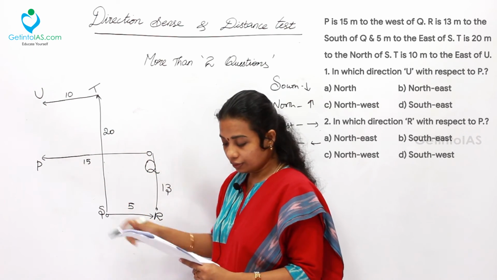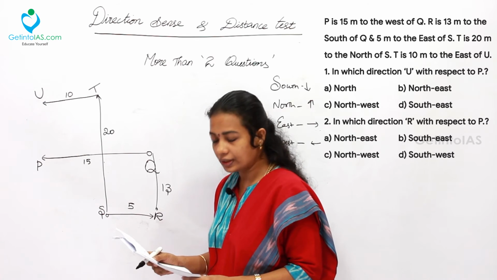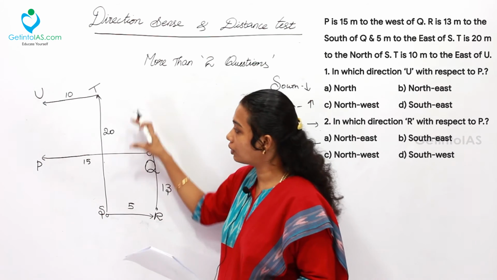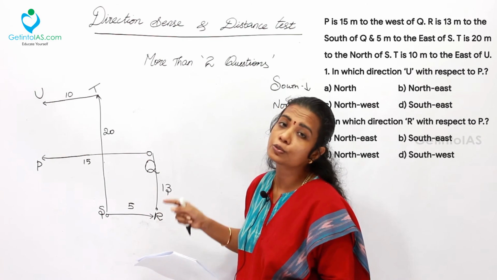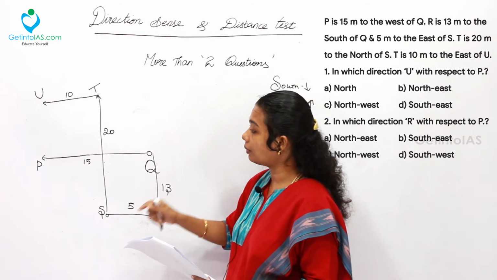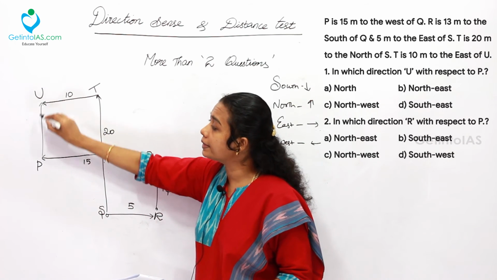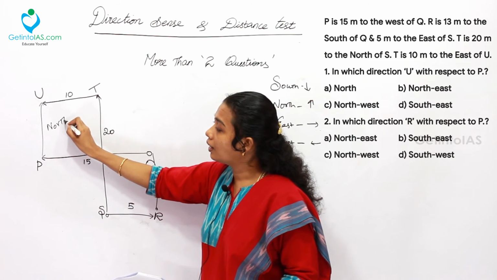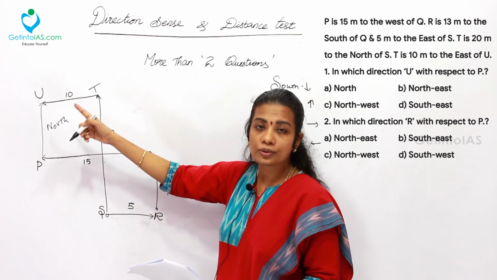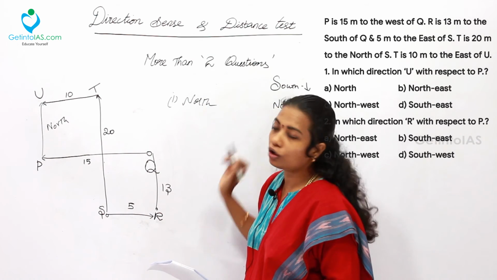Now moving to the final thing, that is in which direction U with respect to P. We have completed the diagram. The first question is asking which direction U with respect to P. With respect to P means from the P, which direction exactly U is located, a straight line, right? So we can simply say north direction U is located. So the answer for the first question is north.